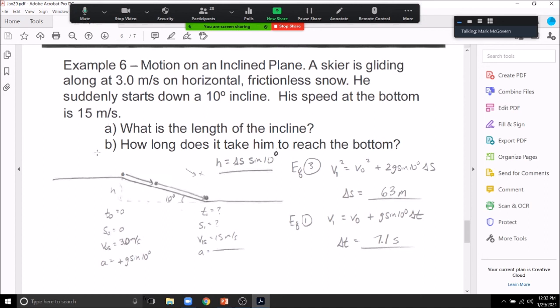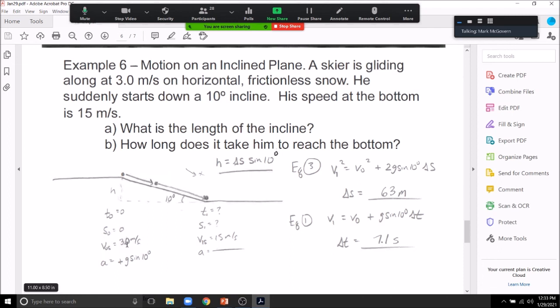So I've drawn a picture of that. I have my horizontal frictionless snow, I got my 10-degree incline, and then I got the bottom. And I drew a little motion diagram showing me speeding up down the incline, right? I'm going to take the starting position to be at the top of the incline and the final position to be at the bottom. So t equals 0 at the start, s equals 0 at the start. I'm using s because it's not really x, not really y. It's a generic direction, just along the path here. So s is 0 here too.